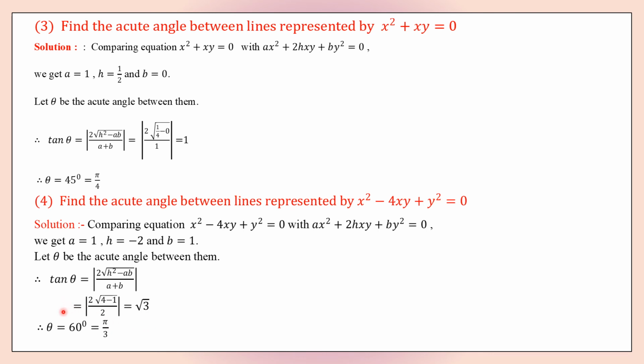We know that the value of tan 60 is root 3. Therefore, theta equal to 60 degree, in radian pi divided by 3. Therefore, the angle between these two lines is theta equal to 60 degree.